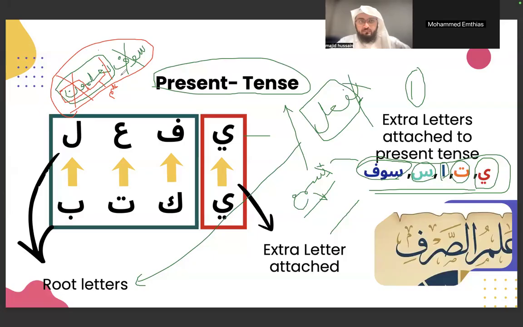So just to confirm, the phrase "Sawfa ta'lamun" is going to be future tense, far future. There are two types of future tense in the Arabic language: near future and far future. Near future means something that will happen very soon, just now. Far future means there is much more time. So Sawfa is used for far future, and seen is used for near future.